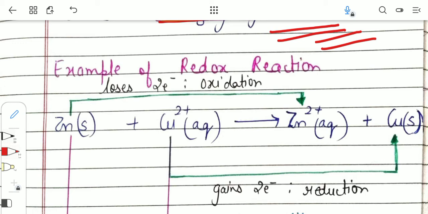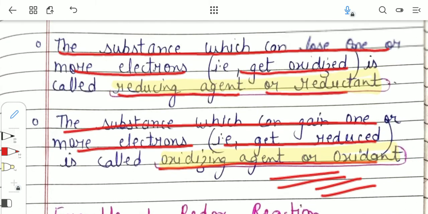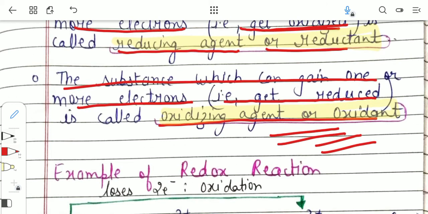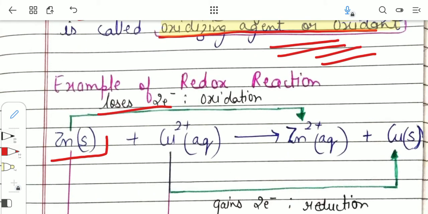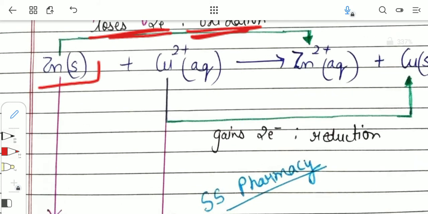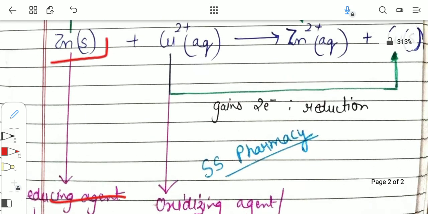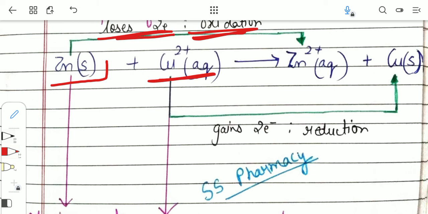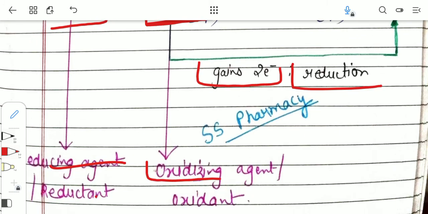Now let us talk about the oxidizing and the reducing agent. We said that reducing agents are those which lose electrons or which themselves get oxidized. Here we know that this zinc loses electrons and undergoes oxidation, therefore this zinc is our reducing agent or reductant. And we said that the substances which gain electrons and themselves undergo reduction are known as oxidizing agent or oxidant. So this copper gains electrons and itself undergoes reduction, therefore these copper ions act as oxidizing agent or oxidant.